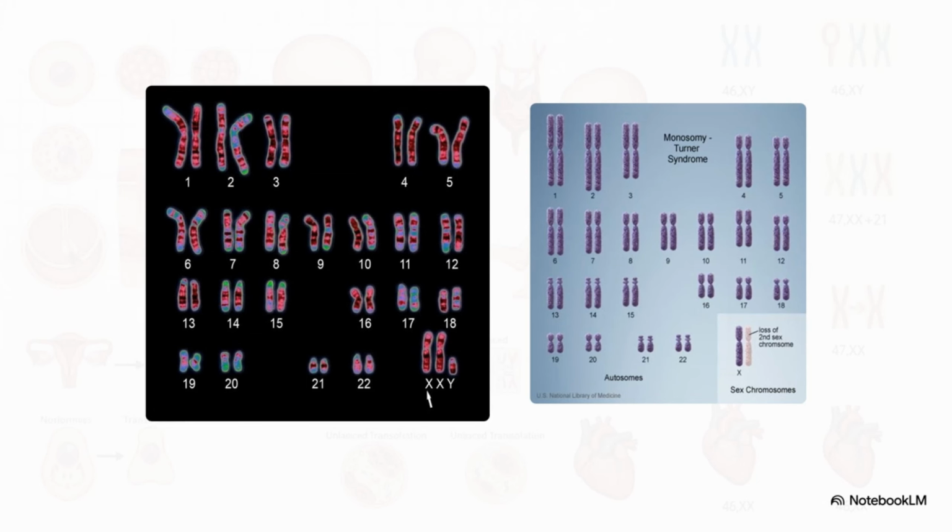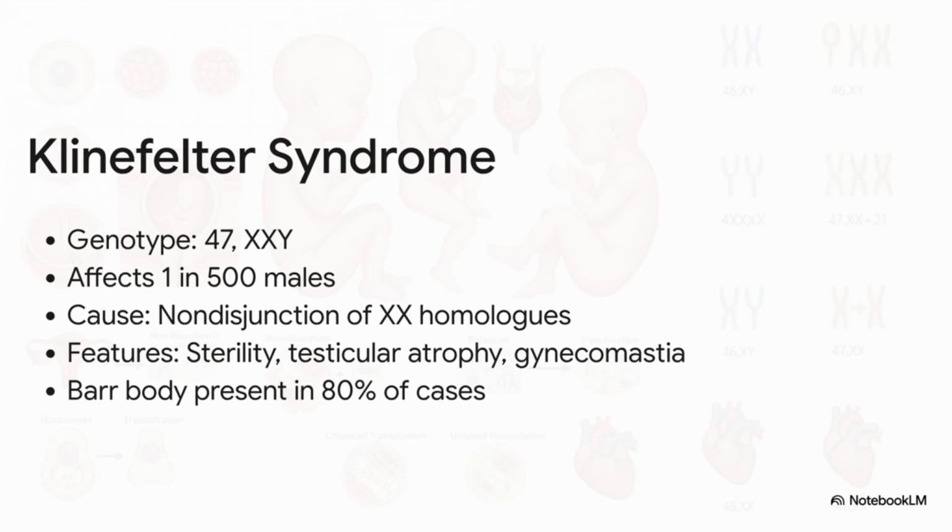And here we have their karyotypes, side by side. Look at the left. For Klinefelter syndrome, you can count them up. There are 47 chromosomes in total, and the sex chromosomes are XXY. So there's an extra X. Now look at the right. For Turner syndrome, you see only 45 chromosomes in total, with just a single X. So you see the difference? One is a trisomy, the other is a monosomy. Let's break down Klinefelter syndrome.